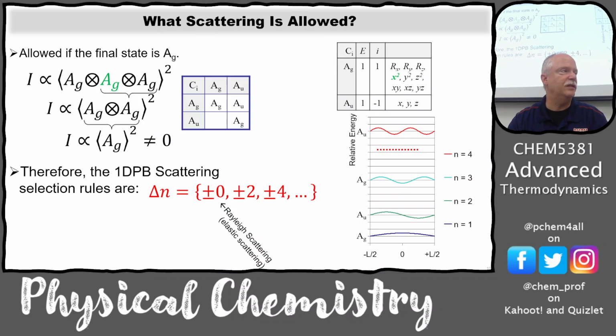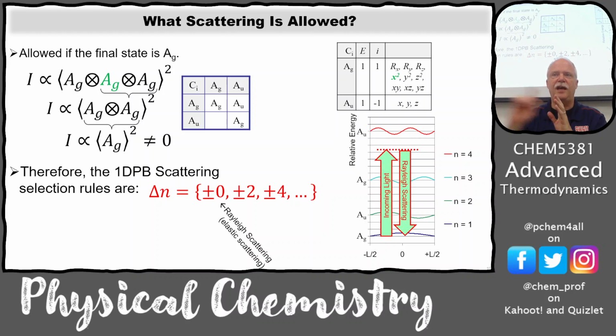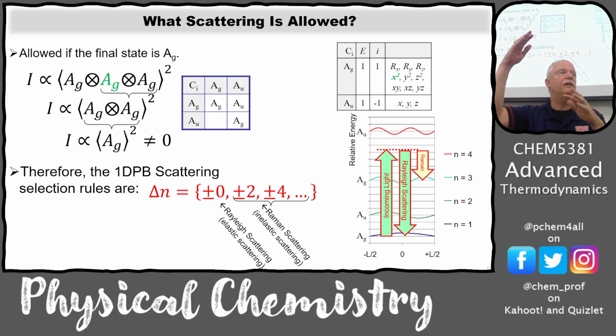Plus or minus 0 is interesting. The molecule is unchanged, so we call that elastic scattering. Light comes in and scatters off at the same frequency, but in a different direction. It interacted with the molecule or atom or ion or electron, interacts with it for a little bit. That's what the dashed line is. It's oscillating, and then it comes off at a different angle. We call that Rayleigh scattering. If it leaves with less energy, it might go from state 1 to state 3. That's a jump of 2, and that's inelastic scattering. We call that Raman scattering. So 2, 4, 6, 8, and so on would be Raman scattering.